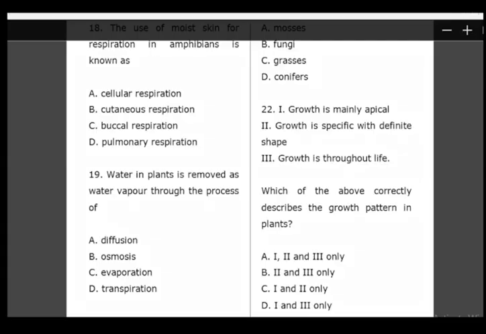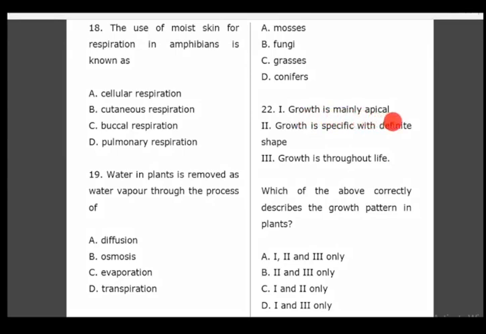We have to look at this series of steps. 1. Growth is mainly apical. 2. Growth is specific with definite shape. And 3. Growth is throughout life. Now the question says, which of the above correctly describes the growth pattern in plants? A says 1, 2, and 3 only. B says 2 and 3 only. C says 1 and 2. And D says 1 and 3.